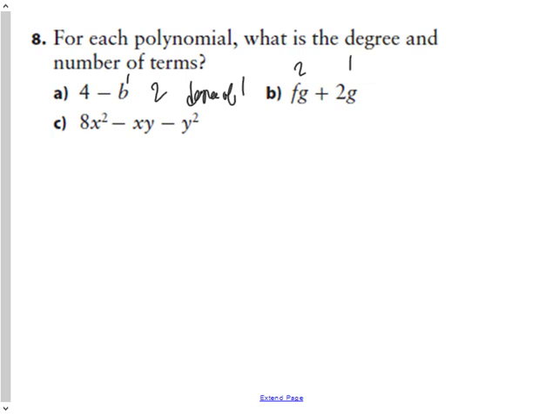So we would say that Fg plus 2g is a binomial and has a degree of 2 because Fg is its highest term. And finally, C, it's a trinomial, and the degree of it, this has a degree of 2. This has a degree of 2, even though it doesn't look like it. This has a degree of 2. So the entire trinomial has a degree of 2 as well.